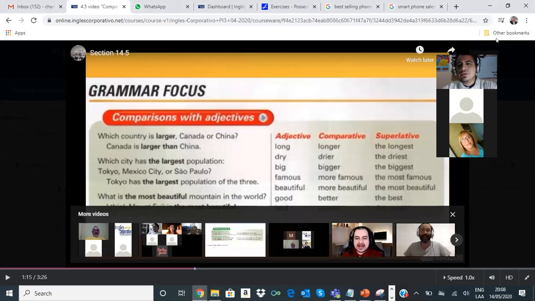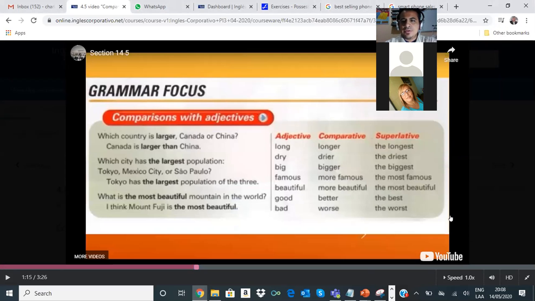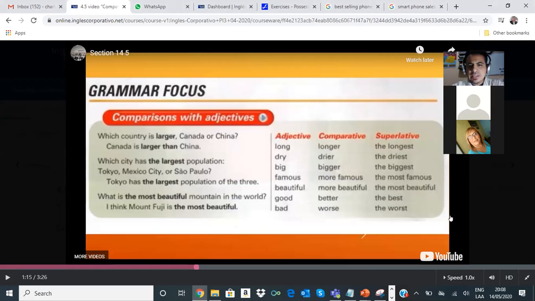Okay, very good. I want you to remember this vocabulary and maybe we can practice the pronunciation right now. So let's repeat together. Repeat after me. Long, longer, the longest. Dry, drier, the driest. Big, bigger, the biggest.